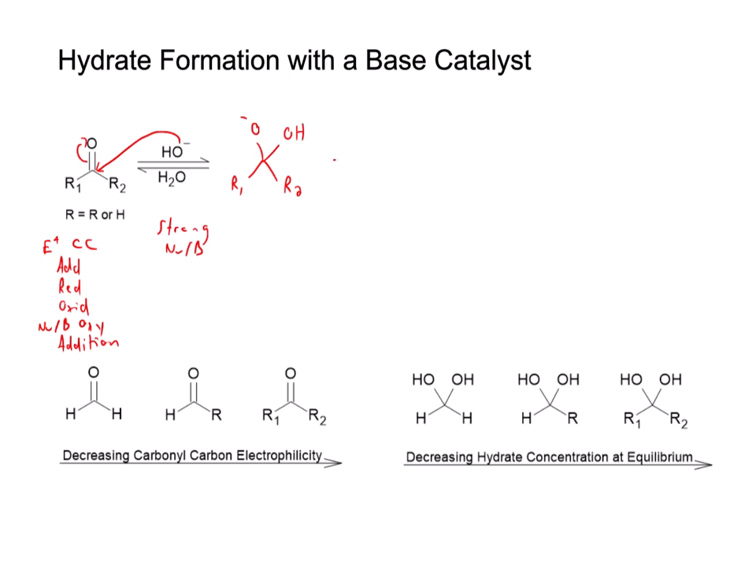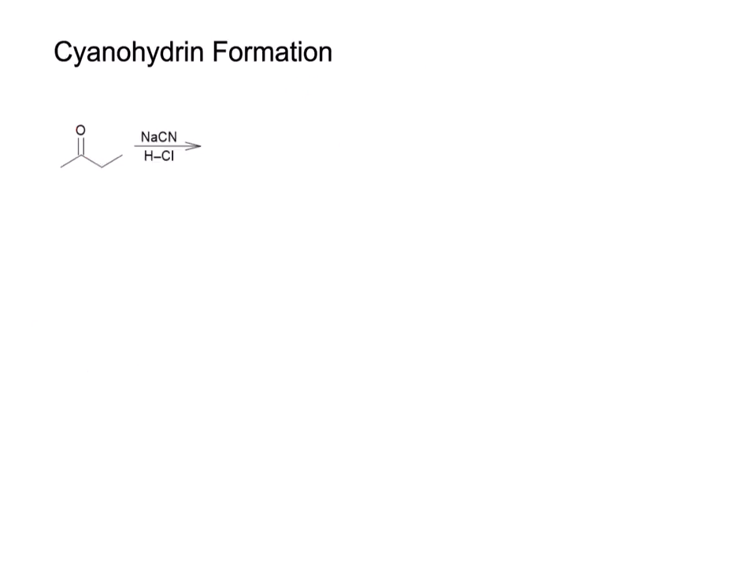The next step is simply protonation, so we're going to take our water, and that O negative is going to attack the hydrogen, giving us back our base catalyst. And you can see here that we have our hydrate product. It's a very simple reaction. In our next reaction, we're going to explore cyanohydrin formation.